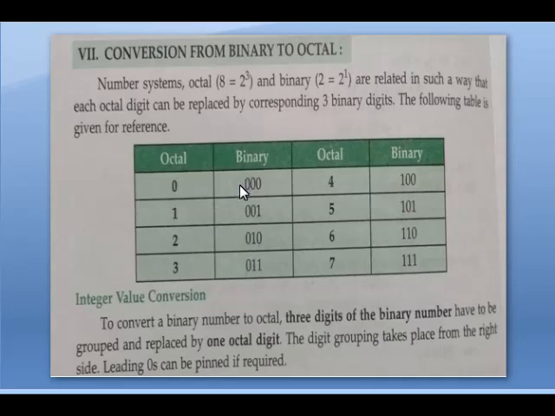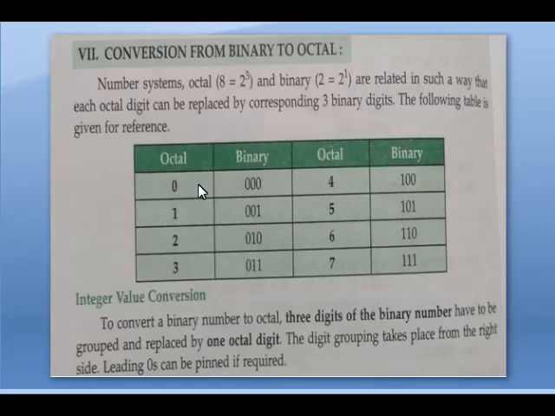Okay students, see, octal means 8, a total of 8 numbers, 0 to 7. For 0 the binary value is 0 0 0. The binary equivalent of the octal number 1 is 0 0 1. There is no need to memorize these binary values related to the octal values. I will teach you how to write the binary value for the given octal values. It is very easy to write the binary equivalent of the octal numbers.